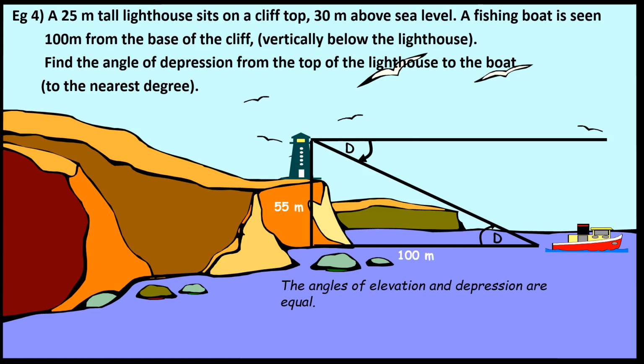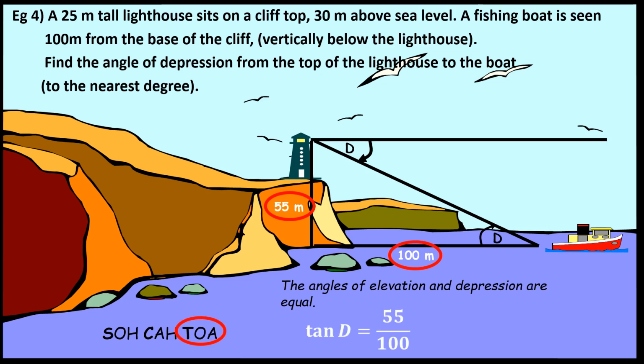Now let's just see what information we have. We've got 55 meters, which is opposite angle D, and we have 100 meters, which is adjacent to angle D. So opposite and adjacent will make use of the tan function. So the tan of angle D is the opposite side, so 55 over 100. And to calculate D, to calculate the angle, we need to go shift tan of 55 over 100. And to the nearest degree, D is 29 degrees.